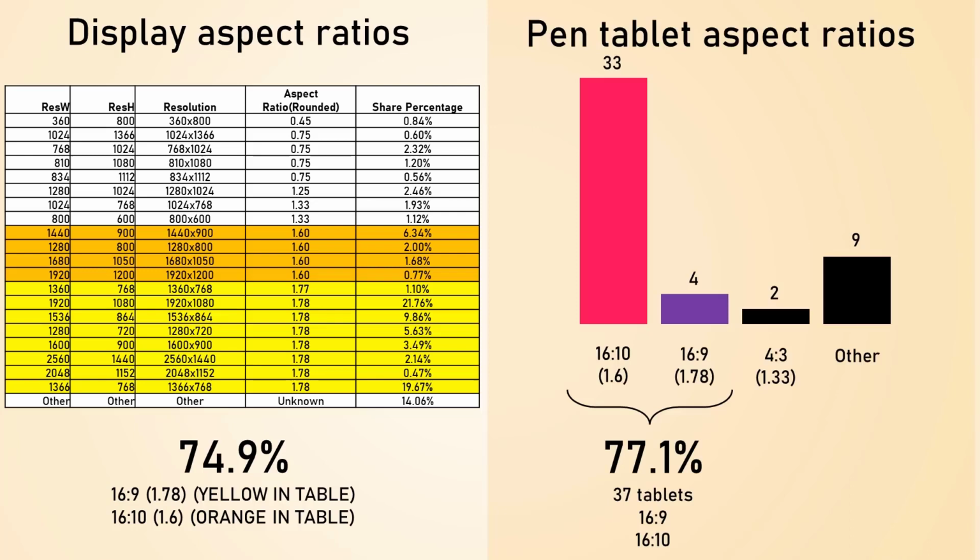Now let's take a look at the data we have for pen tablet models. Pen tablets with an aspect ratio of 16:9 or 16:10 account for 77.1% of all the pen tablet models I found. Because 16:9 and 16:10 are popular for both displays and pen tablets, for the rest of this video, I'm just going to focus on those two aspect ratios. So far, everything is looking great because both of these numbers are around 75%. But let's dive in a little deeper.